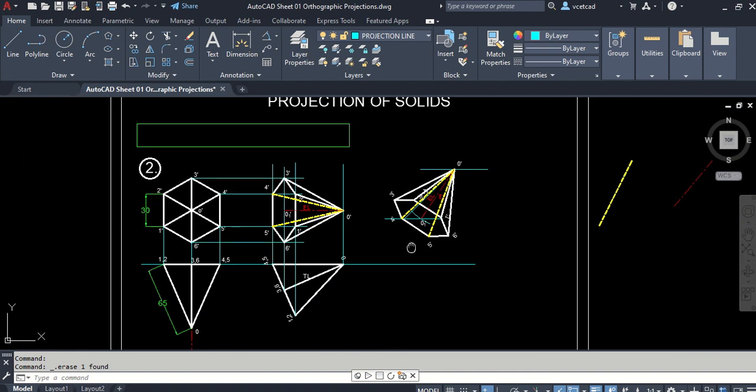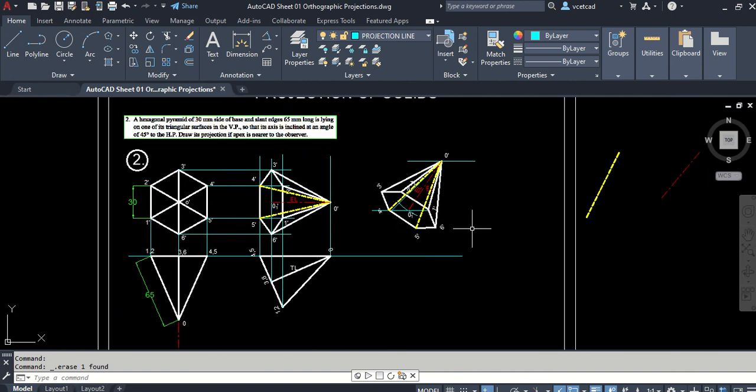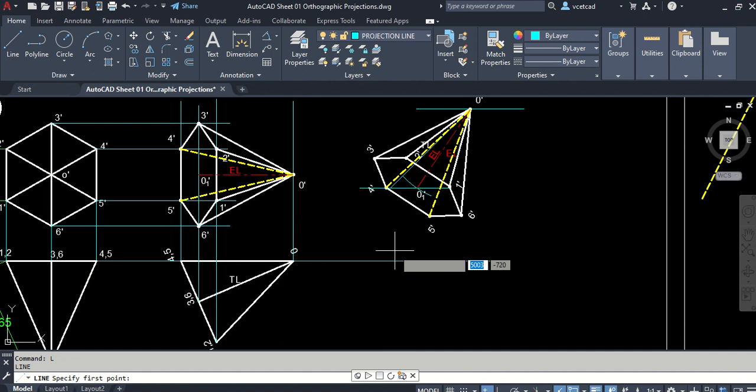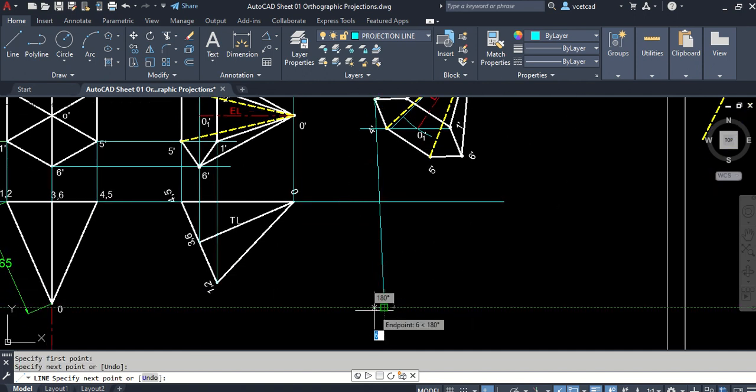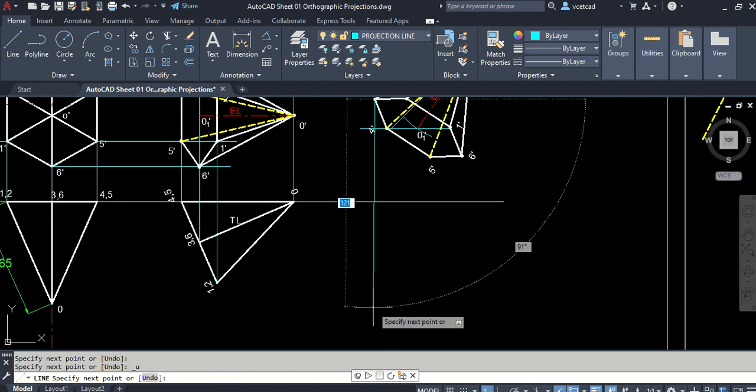Then the next thing is that we'll draw the projections. We'll take the projections of individual points now. You take vertical projections. One second, F8.